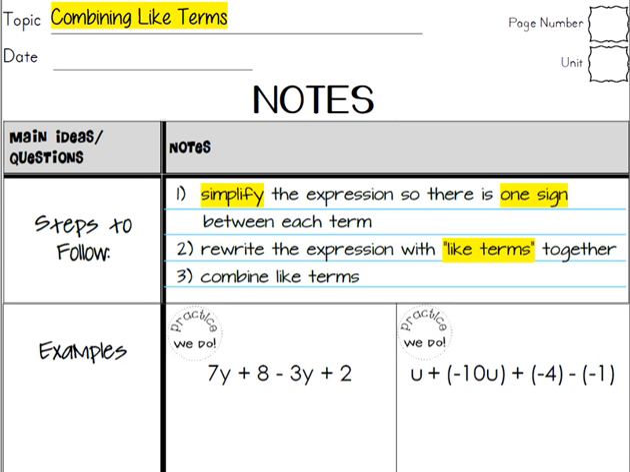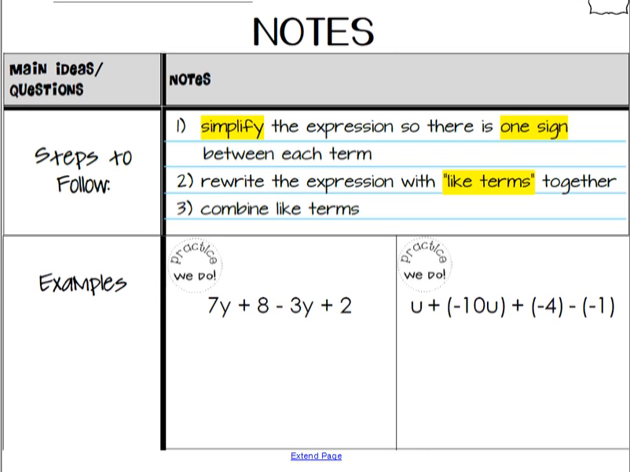So here are some steps that you need to follow when simplifying expressions and combining like terms. Step 1 is to simplify the expression so there is only one sign between each term. So that means that we don't have any plus negatives or minus negatives. So making sure that there is just one sign between each term. We want to rewrite the expression with like terms together, and then we want to combine our like terms. So let's try a couple of examples together, and then I'll have you try some on your own.